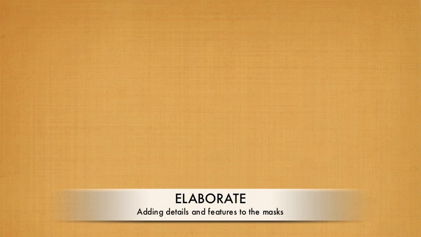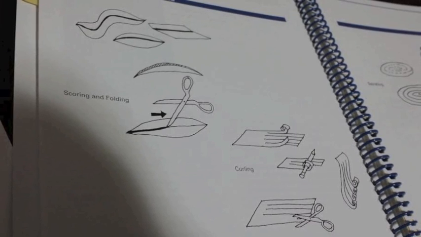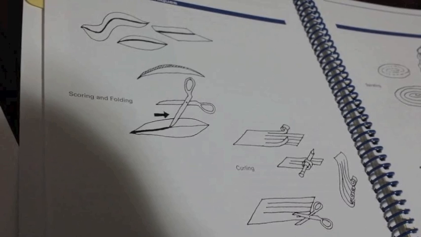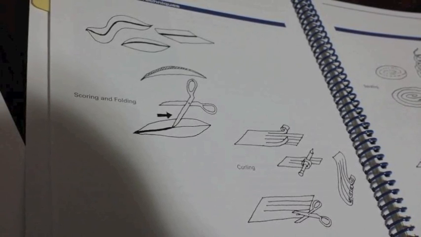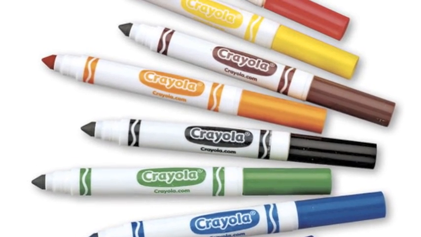To elaborate upon the masks, the students will add features that represent their chosen animal. They will do this by using paper cutting techniques as well as markers and other drawing tools.